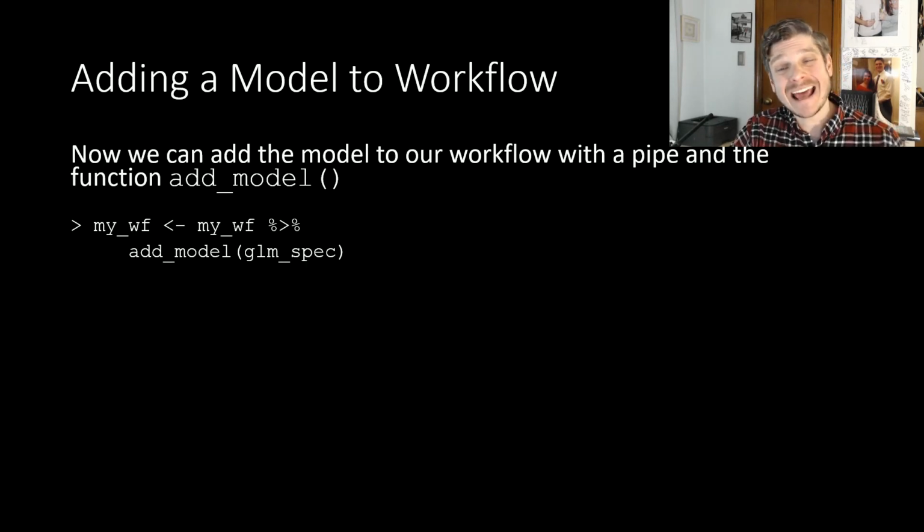Now I can add that model to my workflow with the pipe and the add model function. So I'm starting with my workflow, which was empty, basically. I'm going to take my workflow, which is empty, my WF, and store it back in my WF. So again, overwrite it. What I'm going to do is pipe my workflow into the add model function, and I'm going to add that model we just created, which was my GLM spec.